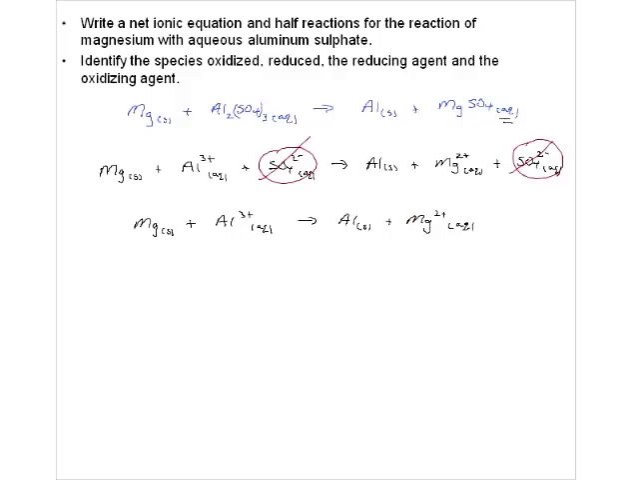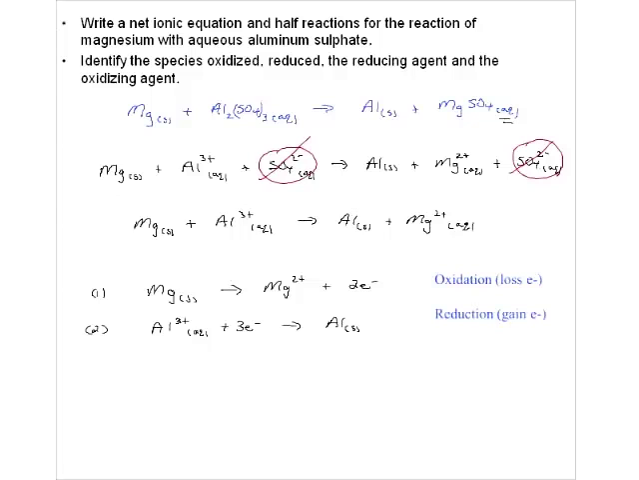Okay. What we do now is we say, okay, what really changed here? Well, the magnesium turned into magnesium ions. In doing so, it released 2 electrons. So we can say then that the magnesium was oxidized. It loses electrons. On the other side of the coin, the aluminum went from 3 plus to Al solid. It gained 3 electrons. It picked up the 3 electrons that it was deficient. So we can say that this was a reduction of electrons.